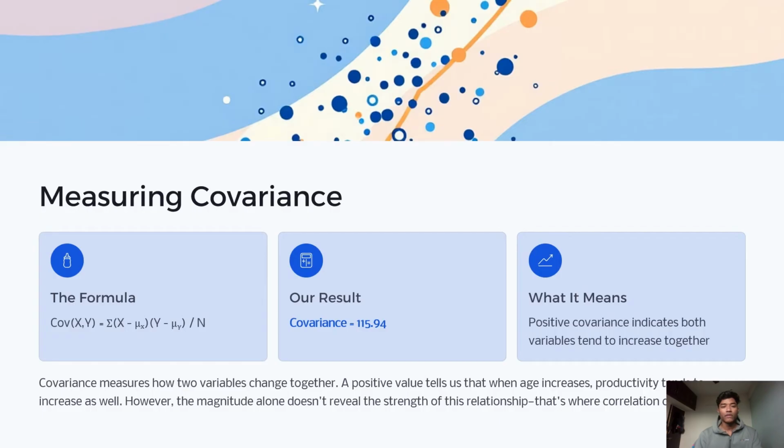Covariance. Covariance tells us how two variables change together. The formula is covariance of x, y equals summation of (x minus mu x) multiplied by (y minus mu y), divided by n. Our dataset covariance is 115.94, which is a positive value. This means when age increases, productivity tends to increase as well. However, covariance alone doesn't tell us how strong the relationship is. For that, we use correlation.